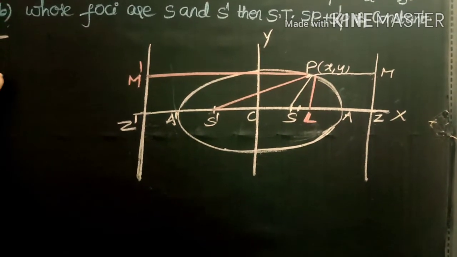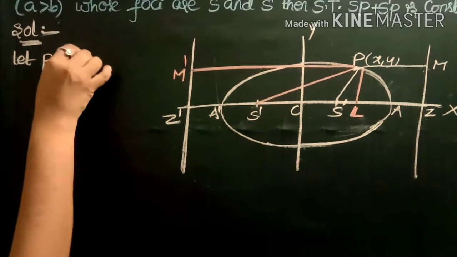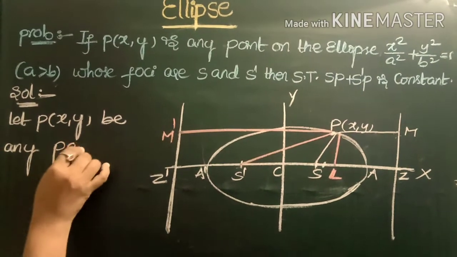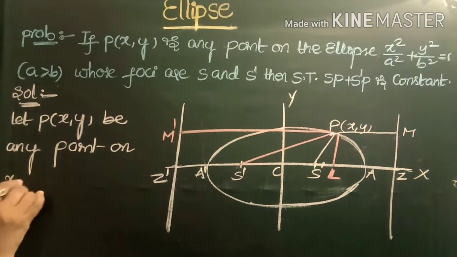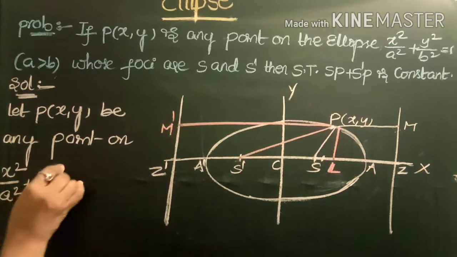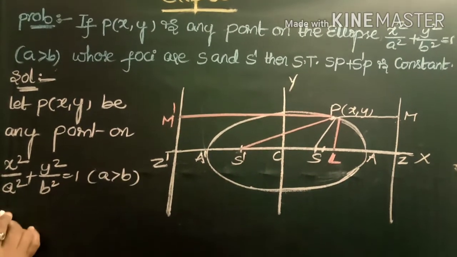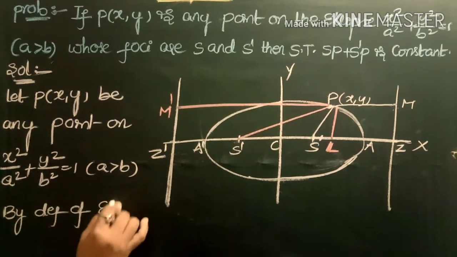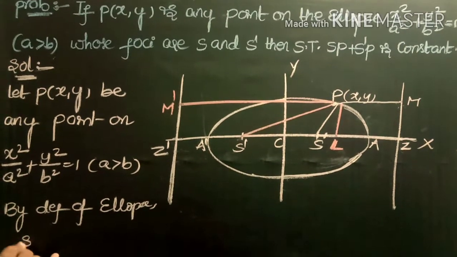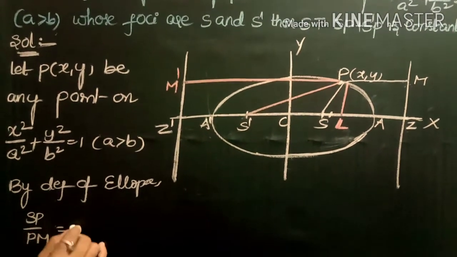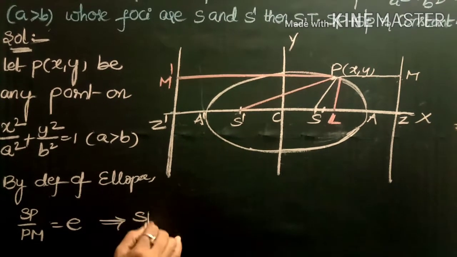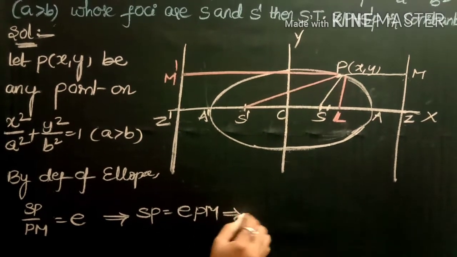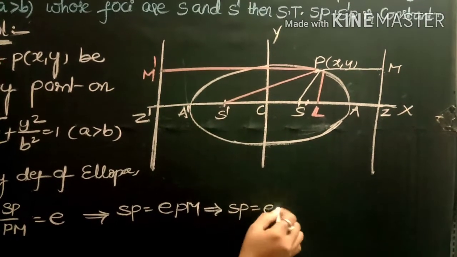What is given? Let P x comma y be any point on the ellipse. First we are taking that point here. Let P x comma y be any point on the ellipse x square by a square plus y square by b square is equals to 1 where a greater than b. Now by definition of ellipse we have that SP by PM is equals to e, which implies SP is equals to e into PM.